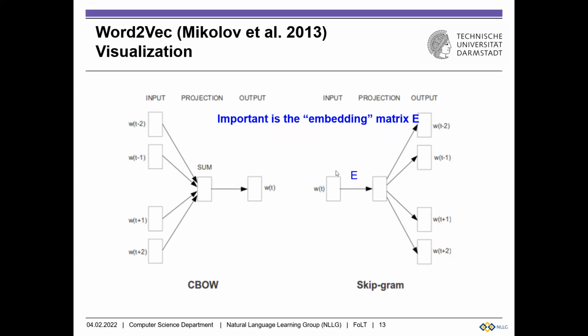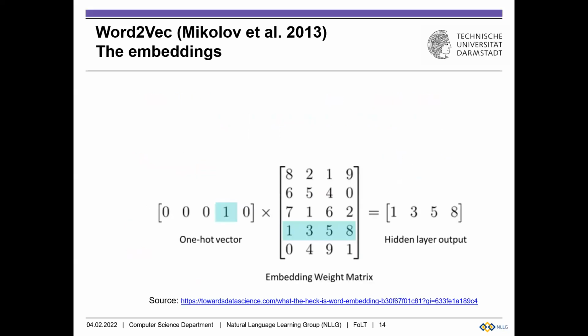So here in the middle, we train our model on this task, but after the training has finished, we're only interested in this matrix E here, which is also the embedding matrix. What is stored in this embedding matrix are the word embeddings, or the word vectors. And how do we get the word vector for the nth word? Let's look at the 4th word in the vocabulary, for example, which would be stored as a 4-hot vector.